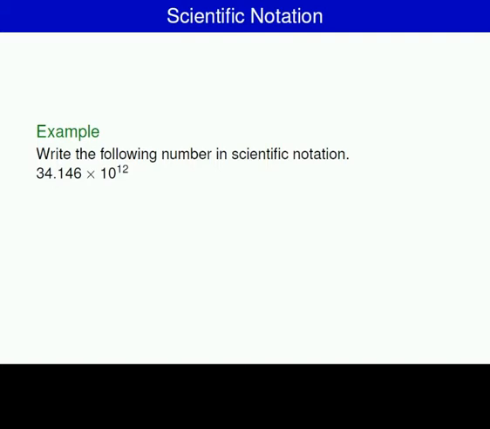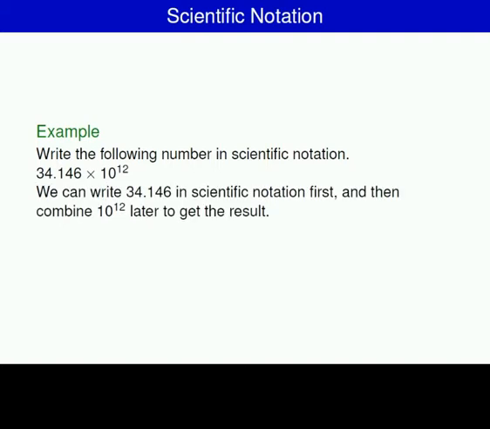To write this in scientific notation, I'm going to initially ignore 10 to the 12, but of course keep it along. Just write 34.146 in scientific notation first. So that's going to be 3.4146 times 10 to the power 1. Now we can combine the 2 powers of 10. When you multiply those two, we simply add the exponents. So we get 3.4146 times 10 to the 13.